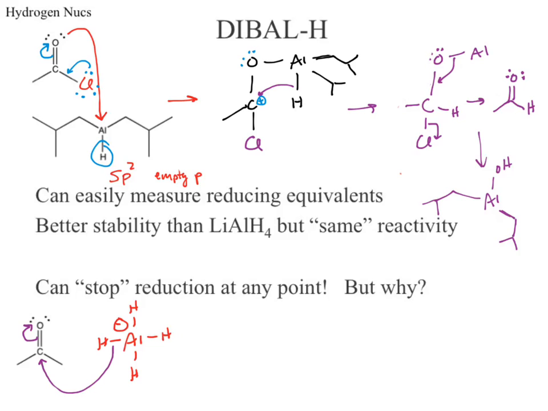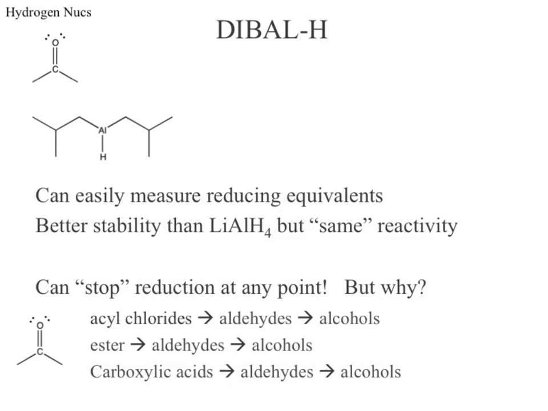Because that puts the carbonyl at the end of the structure. So as we move through, acyl chlorides in a first reduction step become what? Aldehydes. Then they can move to alcohols. Esters in a first step can become aldehydes and then move to alcohols. Carboxylic acids, again, can move from an acid to an aldehyde to become the alcohol. So what's happening is you're stalling that reductive step.